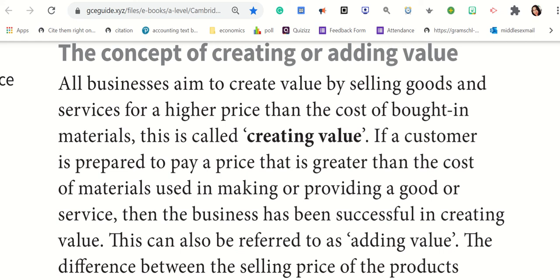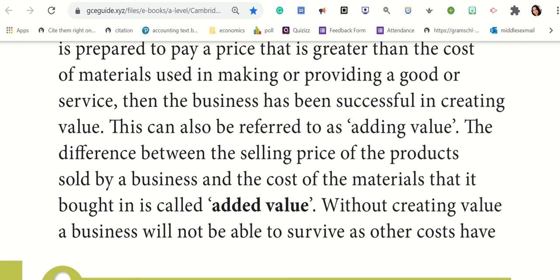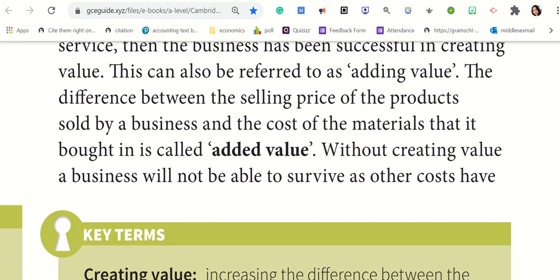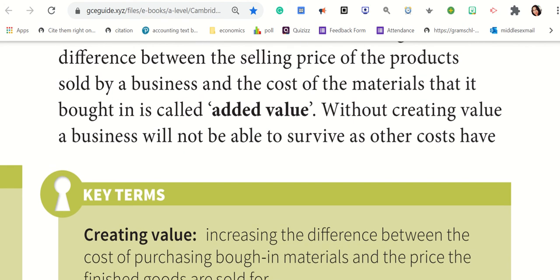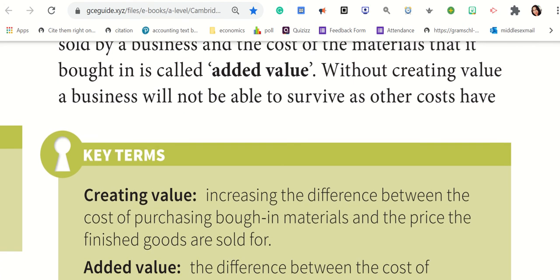So if a customer is prepared to pay a price that is greater than the cost of the materials used in making or providing a good or service, then the business has been successful in creating value. This also can be referred to as added value. The difference between the selling price of the products sold by a business and the cost of the materials that is bought is called added value. So without creating value, a business won't be able to overcome its costs.